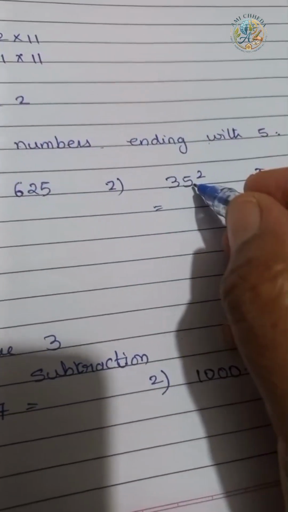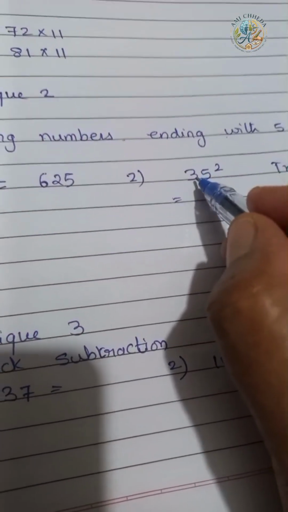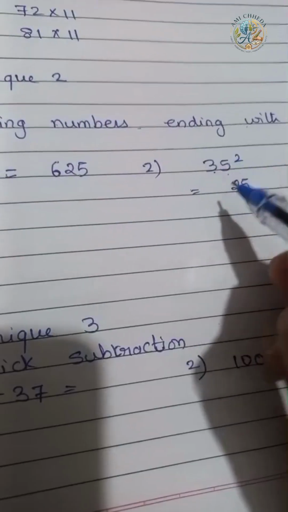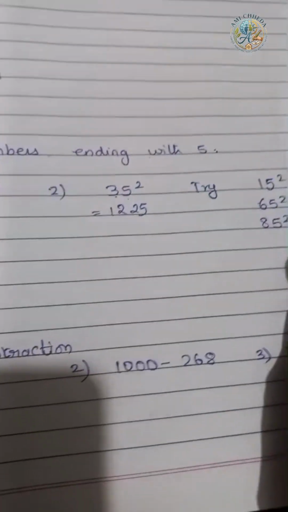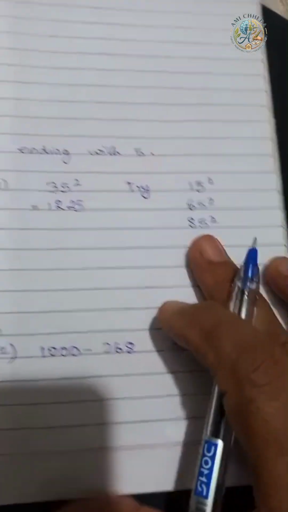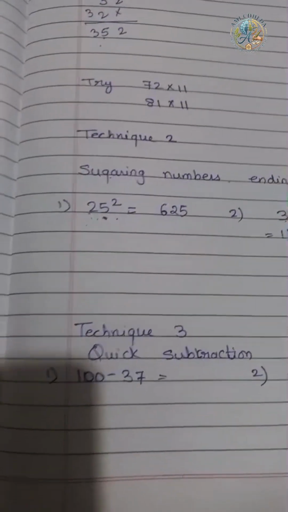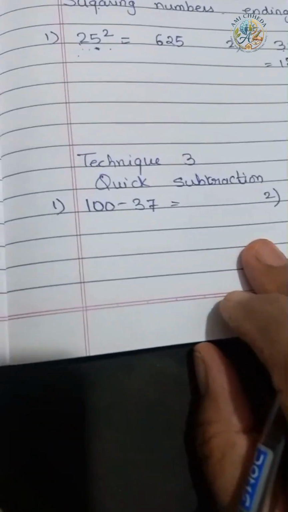One more example. We'll try 35 square. The square of 5 is 25. What is the successor of 3? 4. 3 4s are 12. So it is 1225. In the same way you can try 15 square, 65 square, 85 square. Understood?